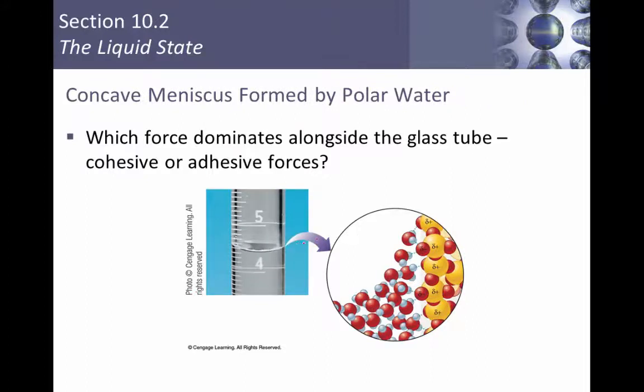Versus water, water gives us this upward or concave meniscus because water is highly attracted to the surface of the container versus the forces within itself. So which force dominates? Well, the adhesive force dominates. And that's why you get the two different types of meniscuses between those two different substances.